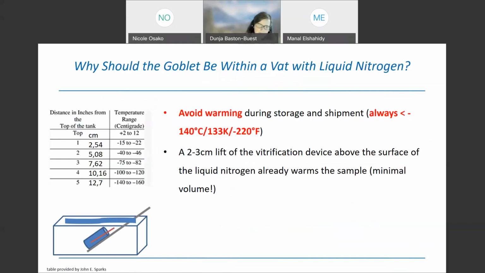And I also attached here the data for a tank. So this is the top of the tank and 2 centimeters or 1 inch below the top of the tank. And there we have minus 22 degrees Celsius. But if we just lift the sample out of the shipment tank, we've got room temperature at all. So then we will warm this specimen, and that's really a damage.